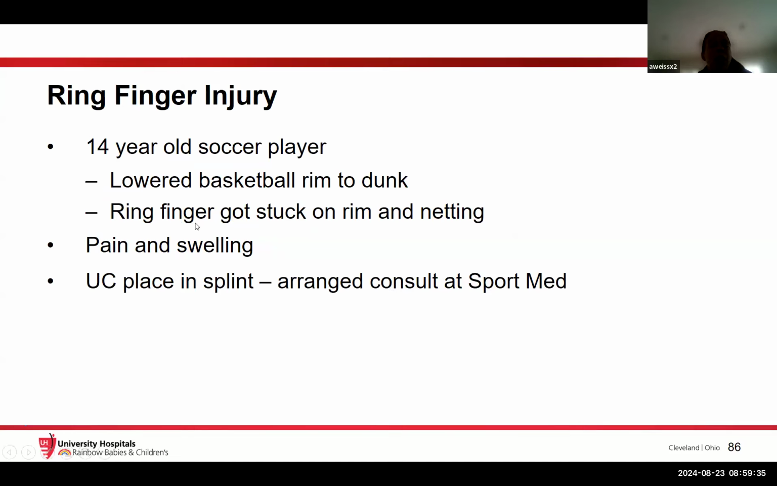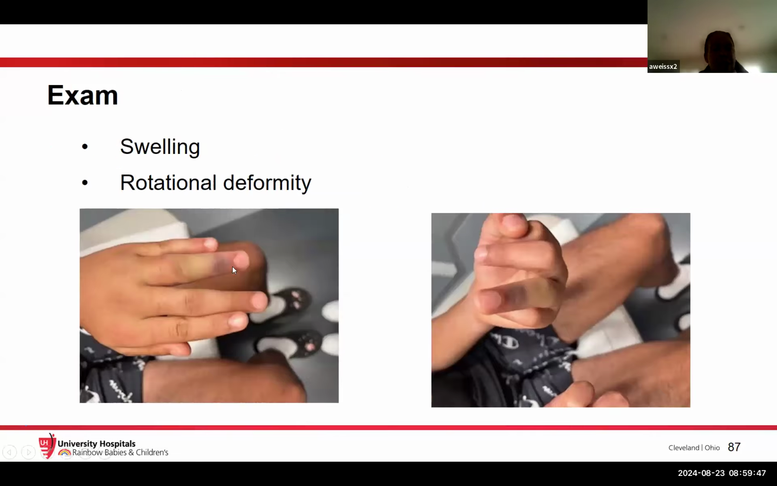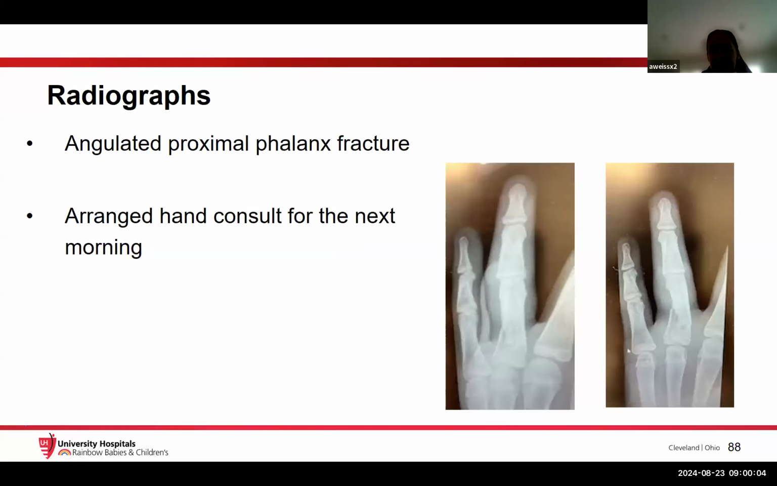This kid, this is what I always stress about when people dunk, and I would prefer that people never dunk. This kid was dunking the ball and his ring finger got stuck on the rim and netting and twisted, placed in a splint. And this is what he looked like when I took him out of the cast that he'd been in for 2.5 weeks. And mom said, why is he still crooked? I was like, oh yeah, because that needed to be fixed right away. So he did end up with an osteotomy.